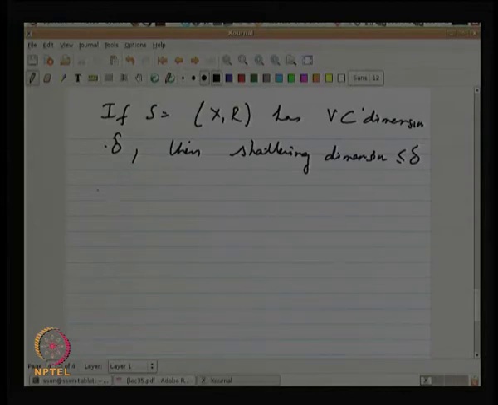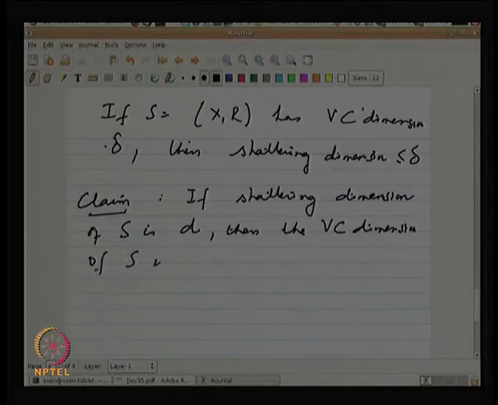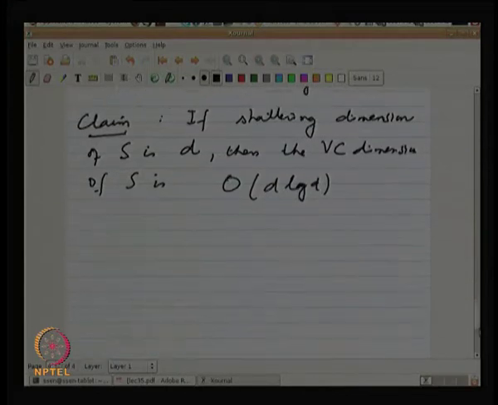Okay. So, claim: if shattering dimension of S is d, then the VC dimension of S is O(d log d). This is a logarithmic factor. And what is a quick proof of that?